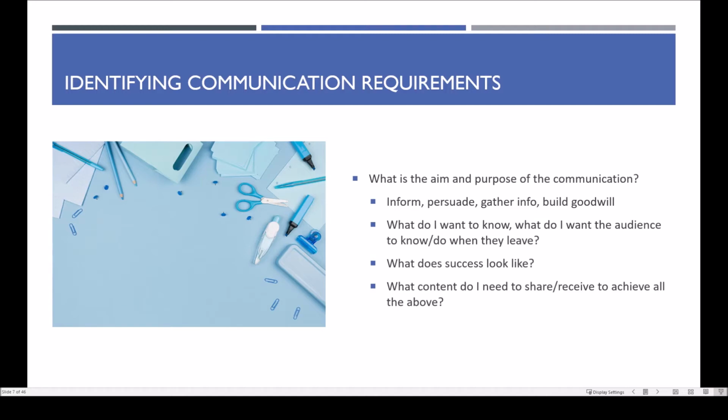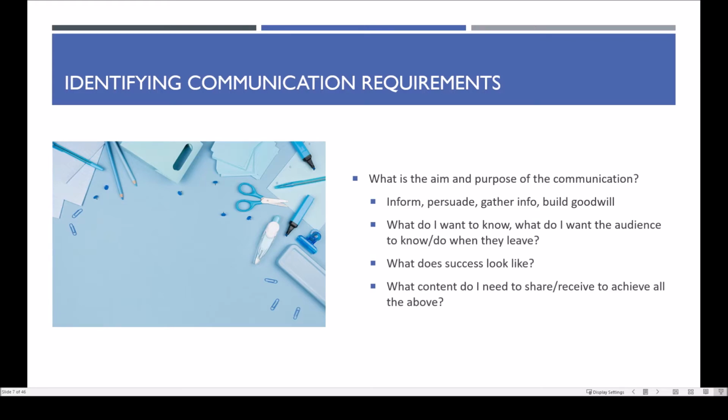What do we need to do to identify communication requirements? Well, there's a number of reasons why we communicate. And the very first point should be to try and work out what is the reason and what's our purpose of communication. What is the purpose? Why are we doing this? And what's our aim? What does success at the end look like? And that means thinking about the goal of the communication.